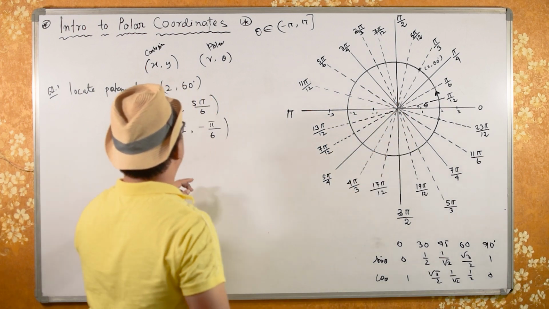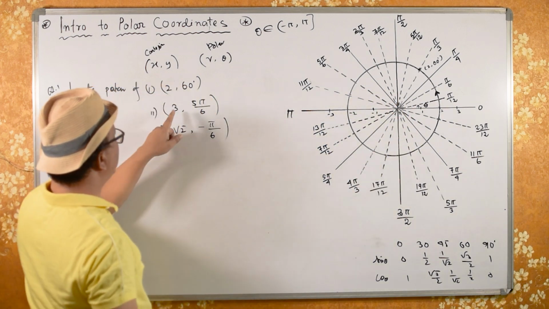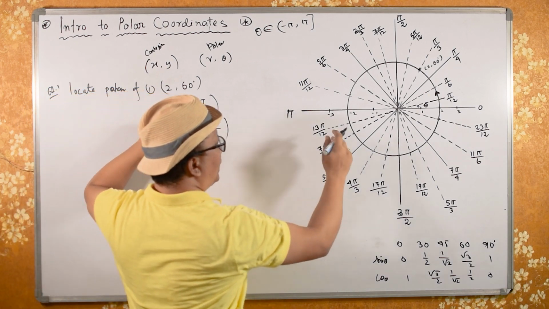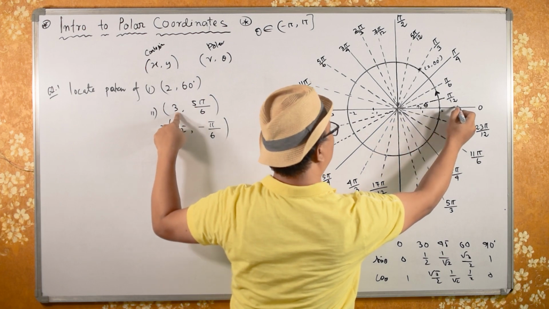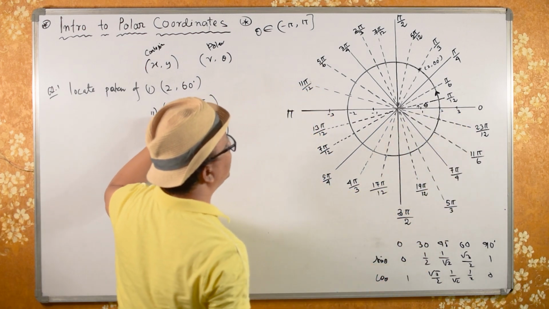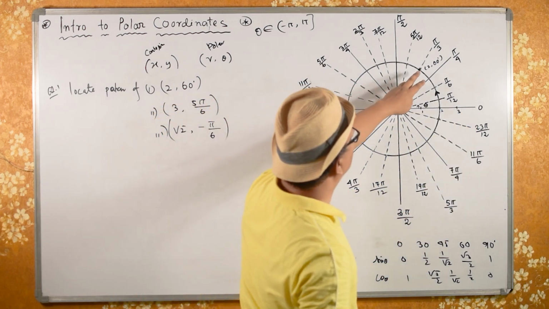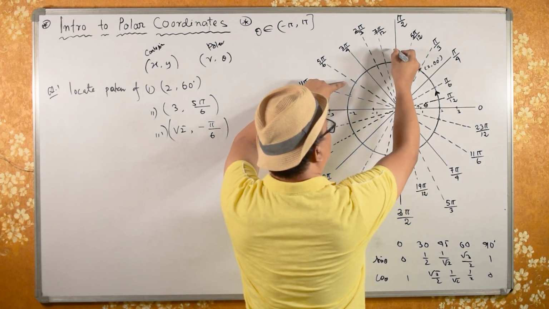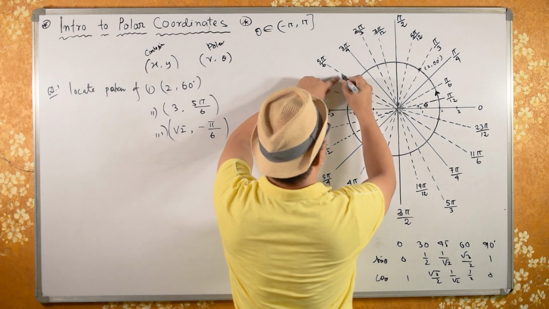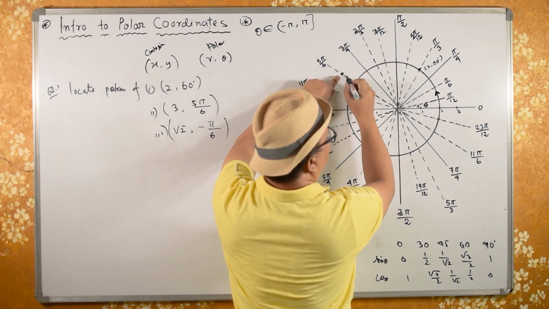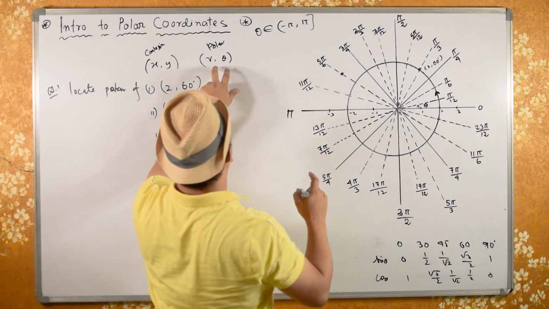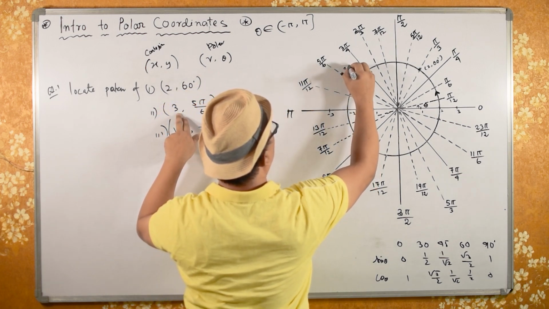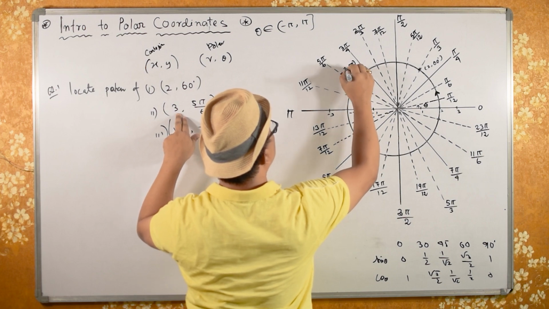Now let's consider this one. Here R is 3. Here 1, 2, 3, and then 5 pi by 6. I have written 5 pi by 6 over here. Now rotate like this till you come over R equals 3. This is the point 3 comma 5 pi by 6.